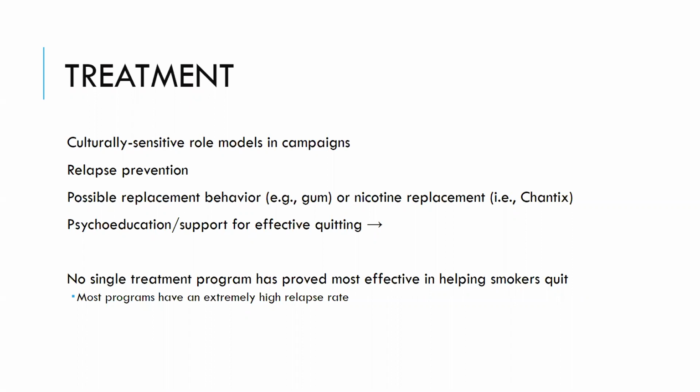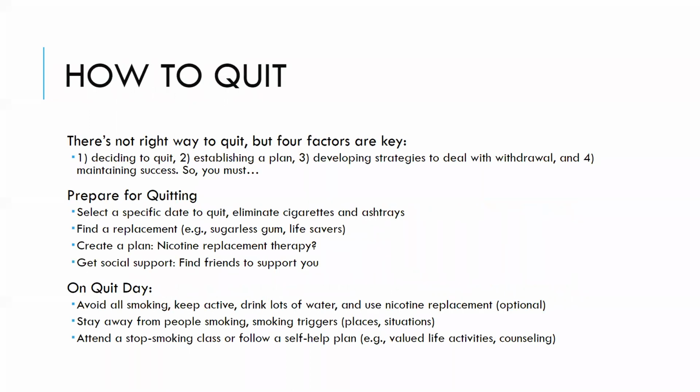Psychoeducation and support can also be effective prior to quitting, and we'll talk about that a little bit on the next slide. In a nutshell, there's no single treatment program that has proved to be the most effective. Most programs have a high relapse rate, but at the end of the day, there are a couple pieces of psychoeducation-based advice that have demonstrated themselves to be more effective. Specifically, some factors that seem to be key are deciding to quit, establishing a plan, developing strategies to deal with withdrawal ahead of time, so acknowledging that relapse prevention, that maintenance piece, and then maintaining success.